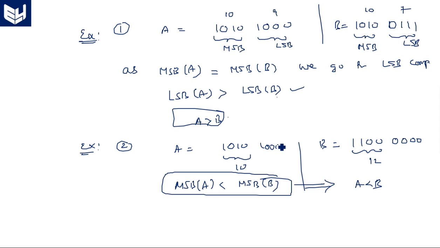If the result is declared at MSB, whether it is greater than or less than, then we need not go for the comparison of LSBs. If MSBs are equal, then we should go for the comparison of LSBs to get the final result, whether it is greater than, less than, or equal to.